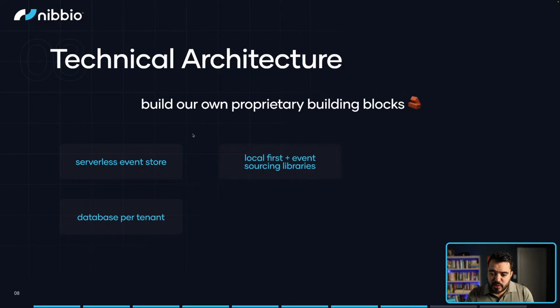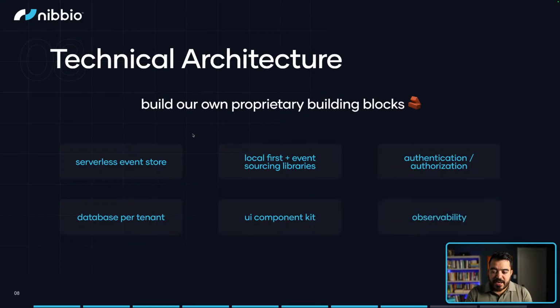We've built some local first and event sourcing libraries as well. We have our UI component kits, authentication and authorization, and observability. Of course, by the time we go to production, we want to make sure that if anything breaks, we can diagnose and solve super quick. But these are what I like to think of as Lego pieces that can be reshuffled and recombined to build a ton of really great products.